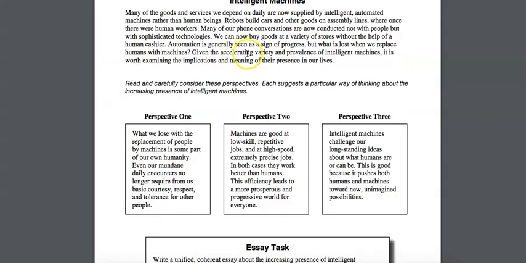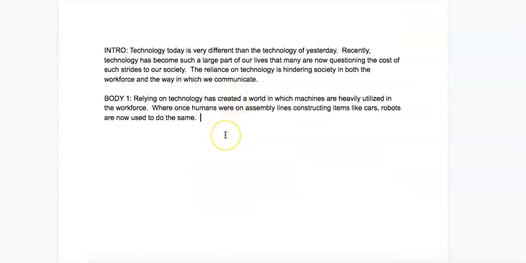If you remember, it specifically talked about robots building cars and other goods on assembly lines where we once had human workers. So continually go back to the prompt and look at that additional information to get ideas of what to write in your body paragraph. That's why that is there for the student, because again, it's not the 5th or 8th grade writing test where they're given 2 articles. So: relying on technology has created a world in which machines are heavily utilized in the workforce. Where once humans were on assembly lines constructing items like cars, robots are now used to do the same.